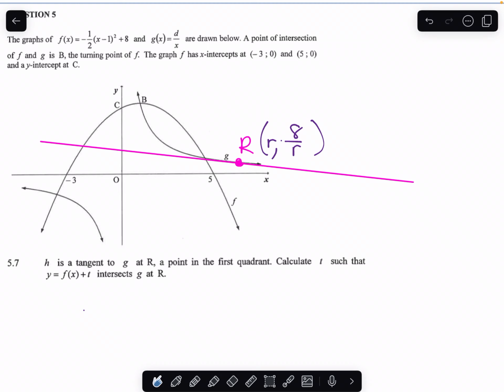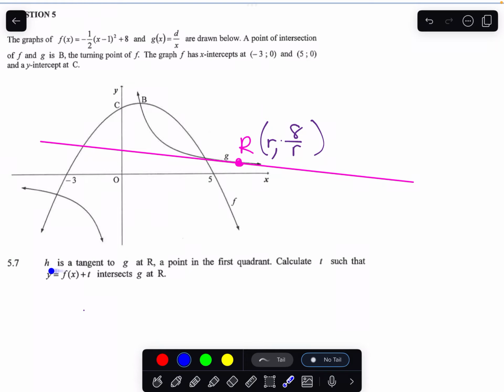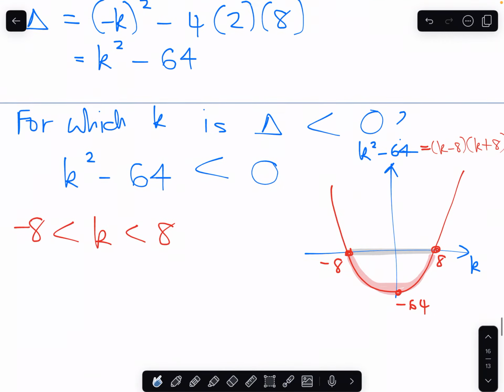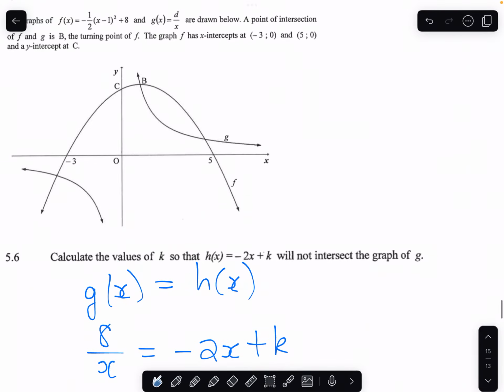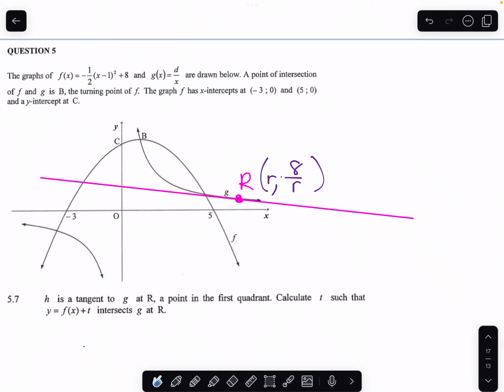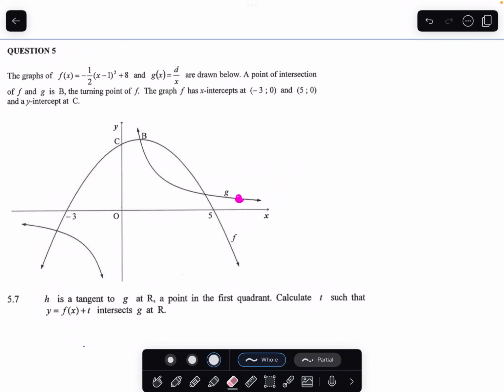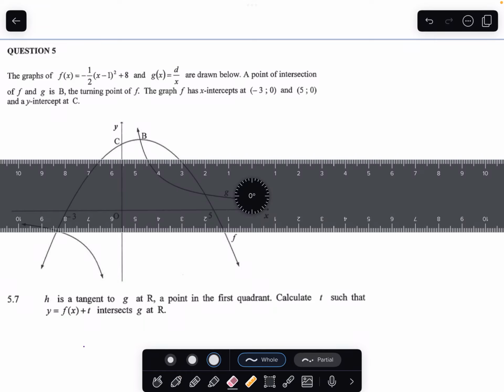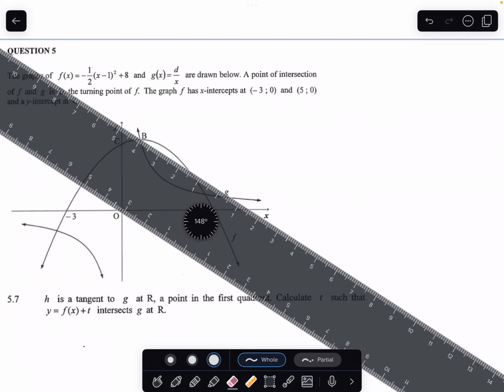Okay, right, so this is why it was important for them to tell us which quadrant the point is in. Right, so the h is from here, guys. So h of x is equal to negative 2x plus k. Anyway, so it is a tangent to g at r, some point in the first quadrant. Okay, so our tangent really is one of two choices.